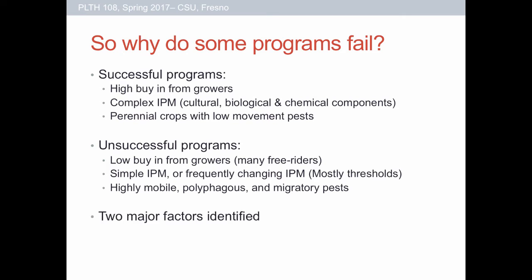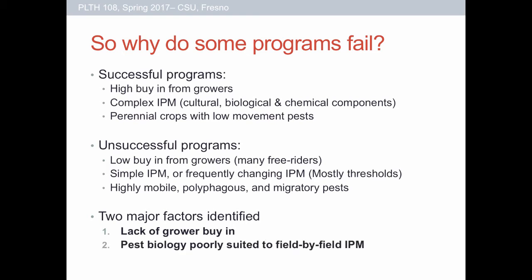And so the two major factors they identified as areas that we need to improve IPM moving forward were, we needed to address the fact that there are cases where you have low grower buy-in, and you also needed to address the fact that some pests are just biologically not suited to IPM in a field-by-field context. That there are some pests like Helicoverpa that IPM in an individual field just isn't going to stop.